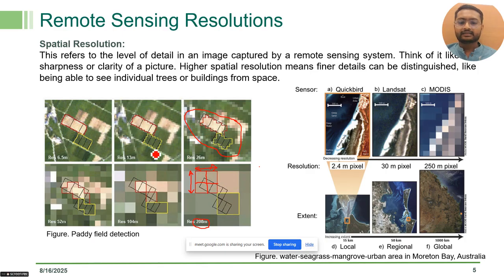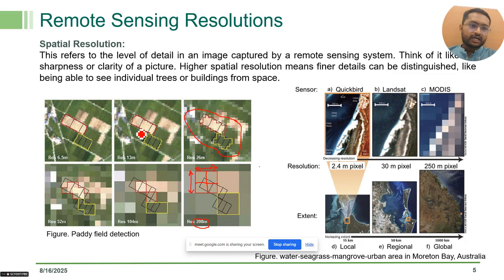But let's say again we make it 6.5 meter. So one pixel size will become 6.5 meter. Then it will exactly detect these particular farms. But if you see here, 13 meter is also fine for us.